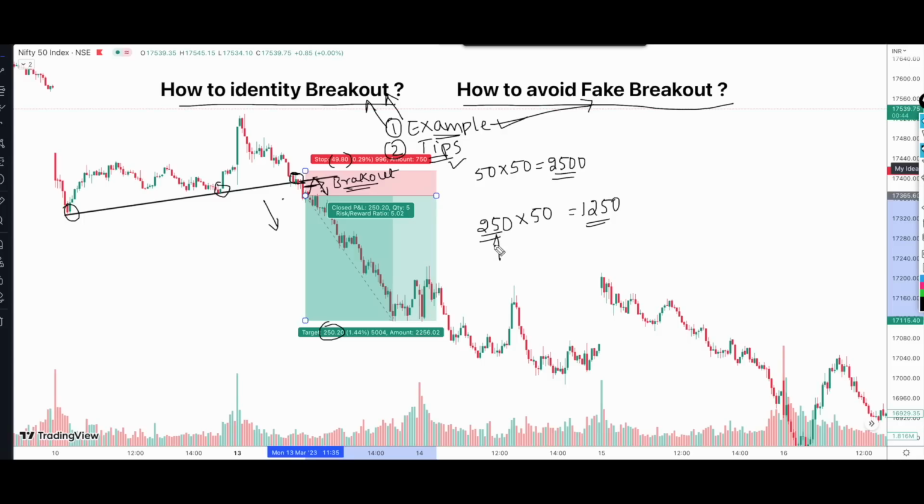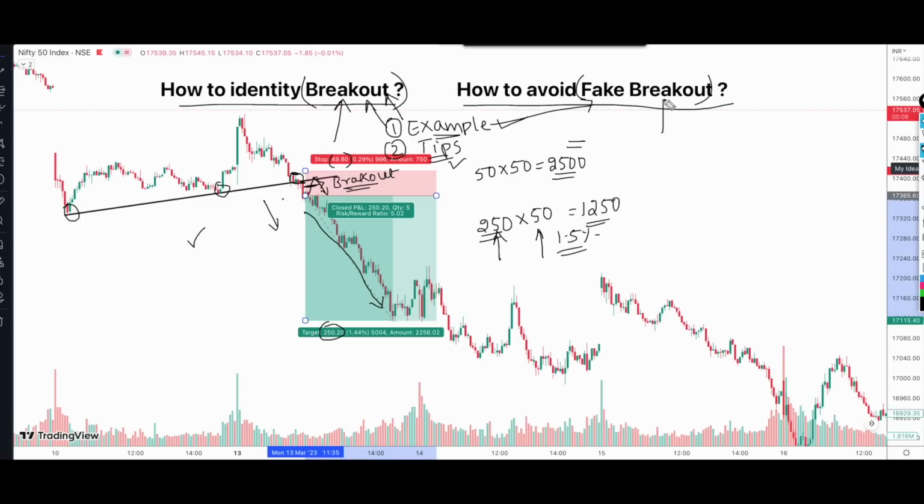Now 250 points, how much is it? It is more than 1.5% of Nifty's total value. So that is the main reason why people prefer to identify a breakout. If they enter the trade at the proper breakout, this kind of momentum they can capture. Alright, now you have seen an example of a breakout. After I speak about fake breakout, there are some interesting things which I would like to highlight to you. So watch the video without skipping.